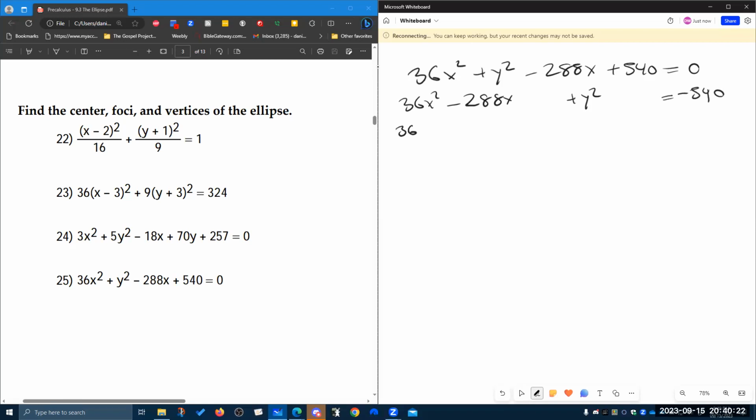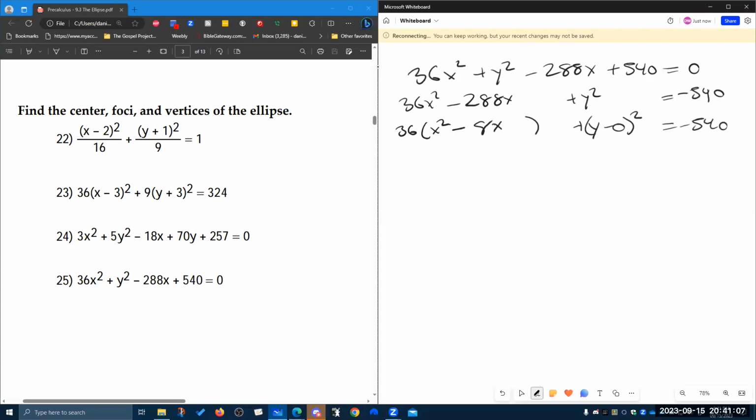So 36x squared minus 288x. 288 divided by 36, so 144 divided by 18. 9 goes into 72 eight times. All right, so that's 8. Yeah, that makes sense. Plus, and we know this is a (y minus 0) squared.